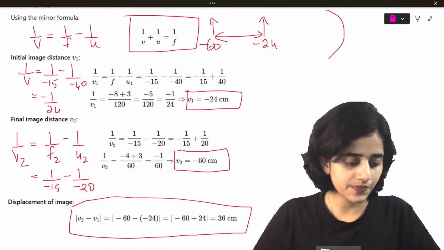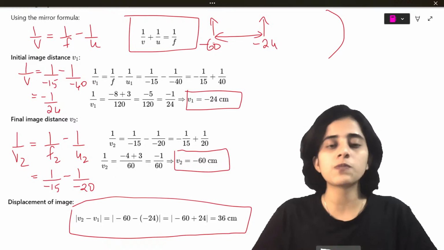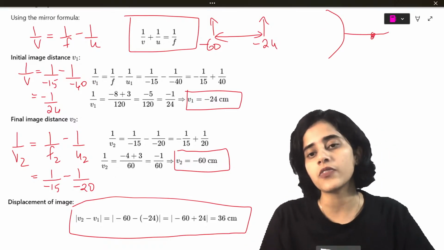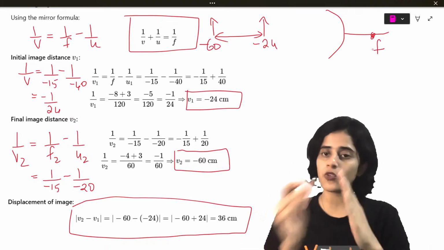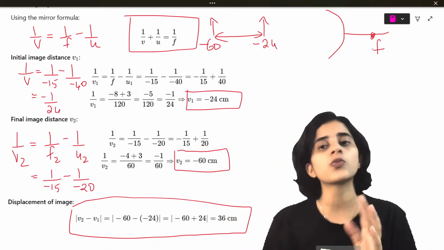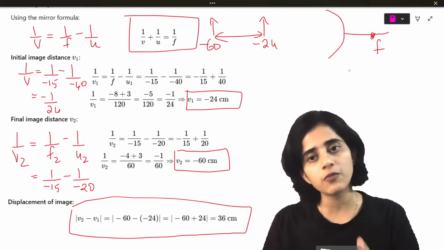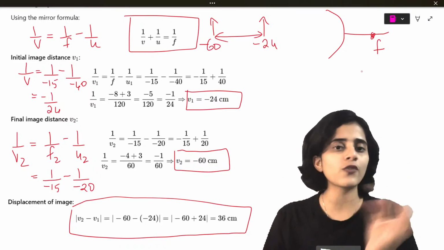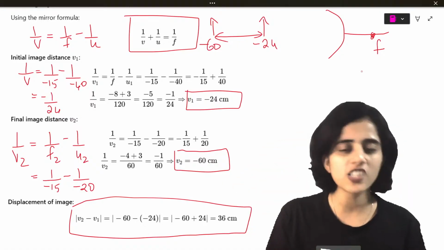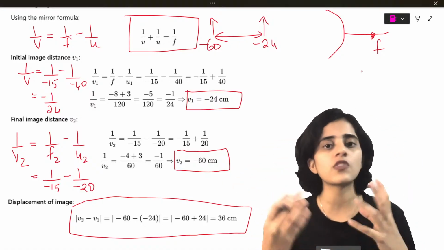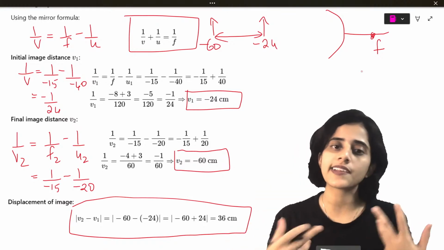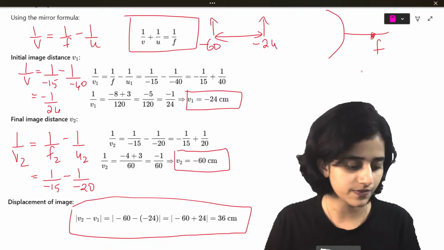Is that clear? So if the focal length was positive, it would have been on this side of the mirror. If the focal length was on the other side, it would have been positive. Now, if it would have been positive, you would have taken it as positive. So, students, don't get confused. This is not part of the question. Just Browl asked me a doubt. What happens if the focal length is positive? If the focal length is positive, you take it as plus 15. That's all.